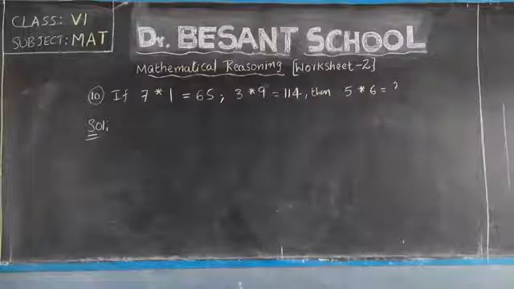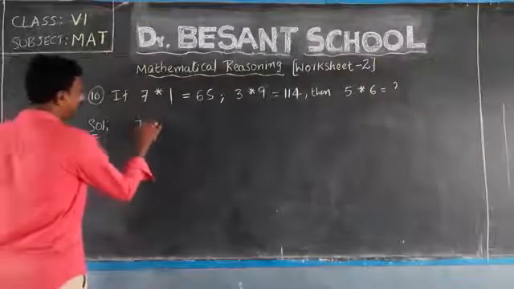7 star 1 equal to 65. If you use plus in the place of the star symbol, 7 plus 1 is 8, not possible. If you use minus, 7 minus 1 is 6, still 65 is not there. And one more you can check, into, 7 into 1 is 7, again not possible. Into you can use divided by, 7 divided by 1 is 7 only, 65 not possible. Then what is the rule going on here? So for this, some different operations have been performed. I am writing down here.